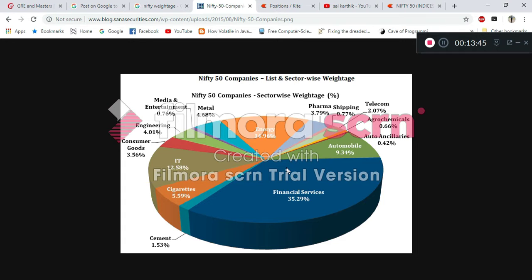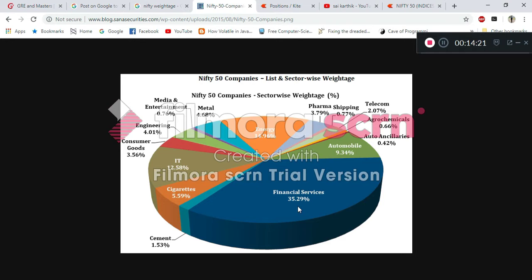This gives you a good idea of what Nifty is and how the weightage works. It is important to understand what it is constituted of. Nifty 50 is composed of several sectors. There is financial services, automobile, telecom, shipping, pharma, energy, metal, some media, engineering, consumer goods, IT, cigarettes and cement. So there are various kinds of sectors.